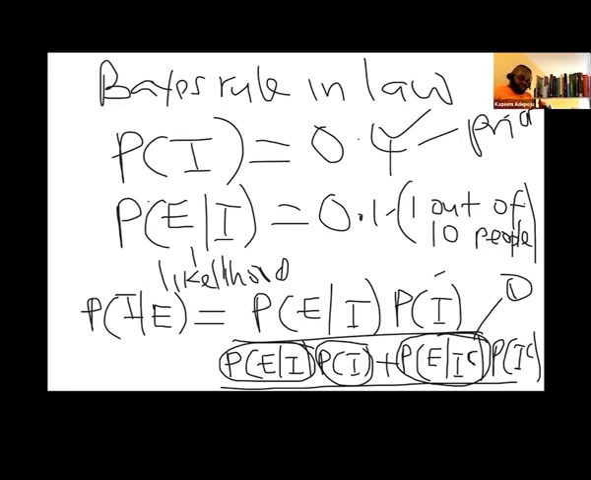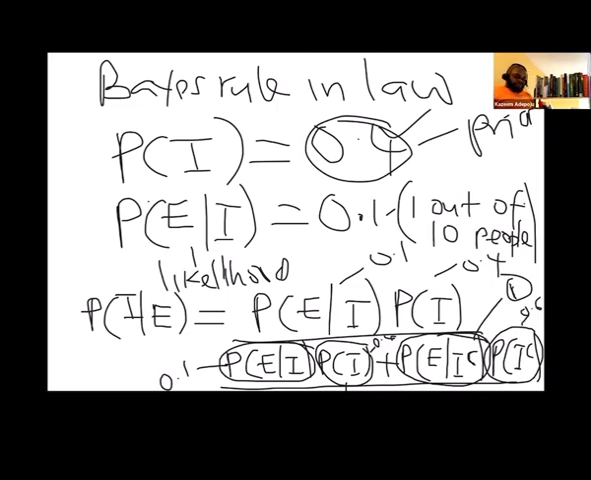So this one is 0.1, this one is 0.4, and this one is 1. Then what is the probability of the complement? You subtract 0.4 from 1, and that is going to be 0.6. So when you do that, at the end of the day, you're going to have 0.0625.